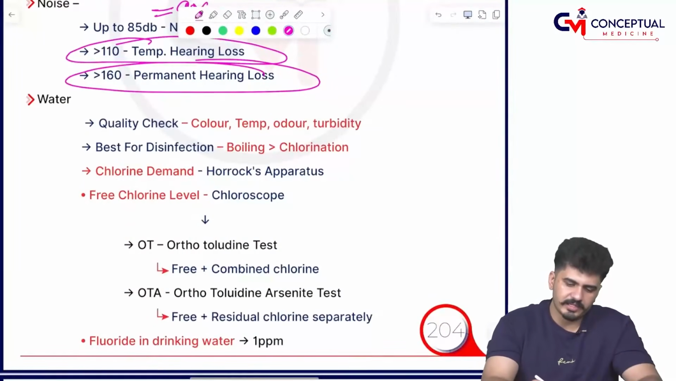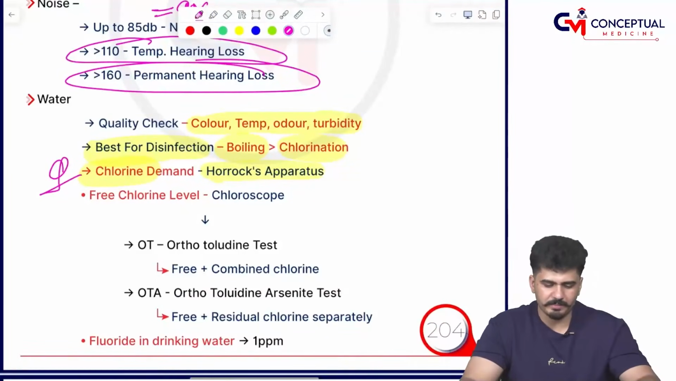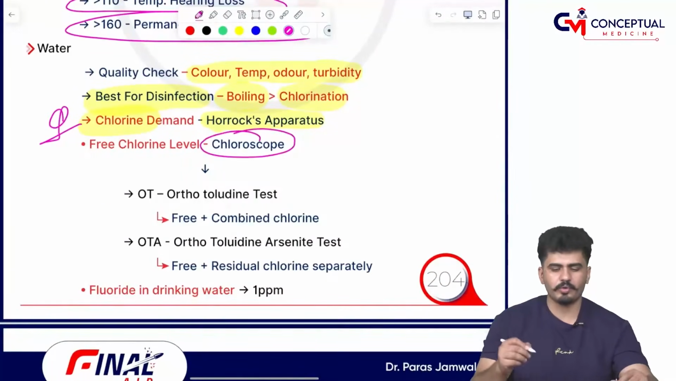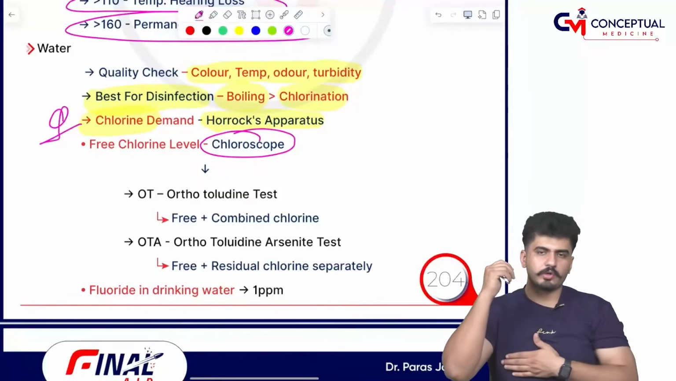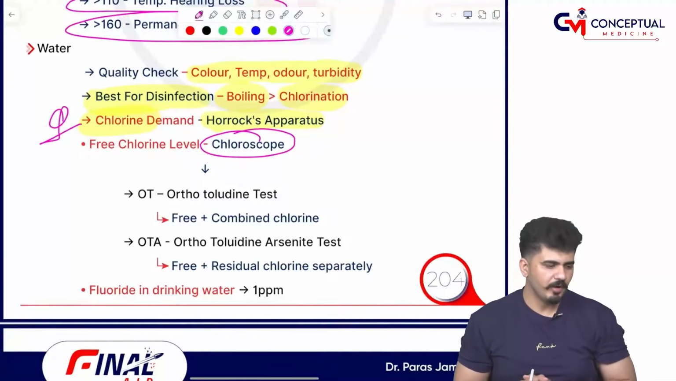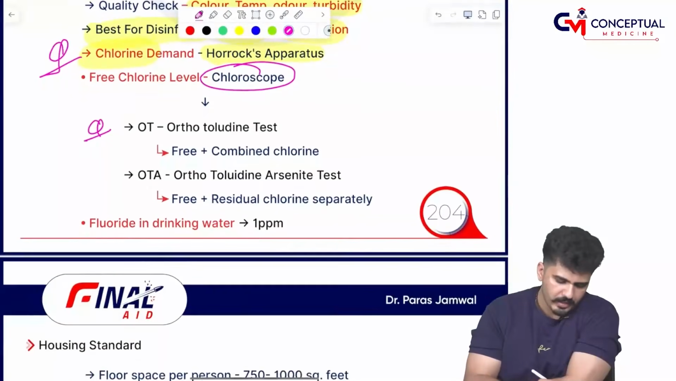Water quality, to check the water, the best thing is color, temperature, odor etc. And best disinfectant, boiling is better answer than chlorination. Sir, क्लोरीन डिमांड कैसे कैलकुलेट करोगे? एक apparatus होता है, that is again your exam का question is Horrocks apparatus. And there will be free chlorine level. How you are going to check? With the help of chloroscope. Free chlorine level is checked with the help of chloroscope, and sir, chlorine demand is checked with the help of Horrocks apparatus.